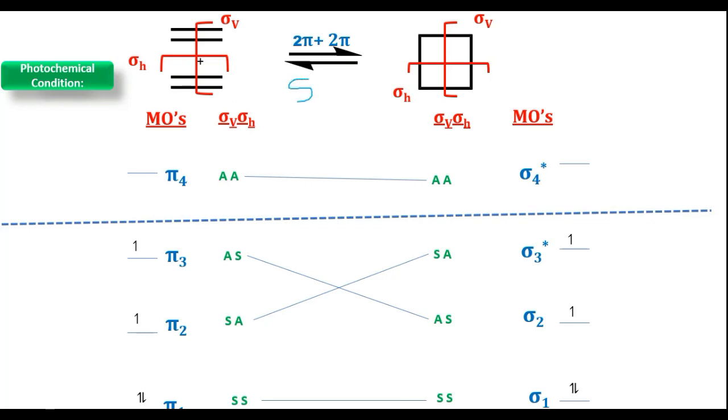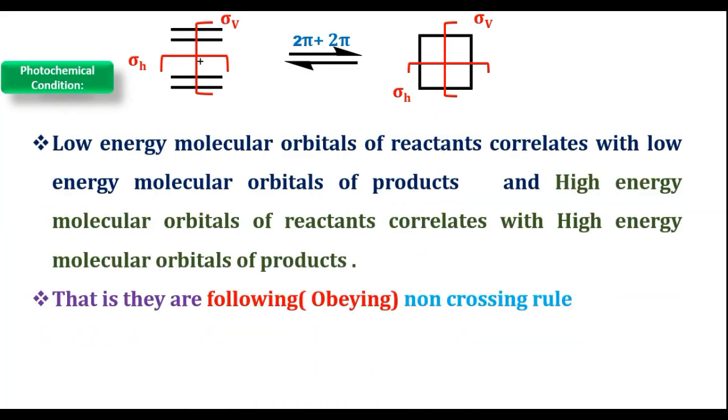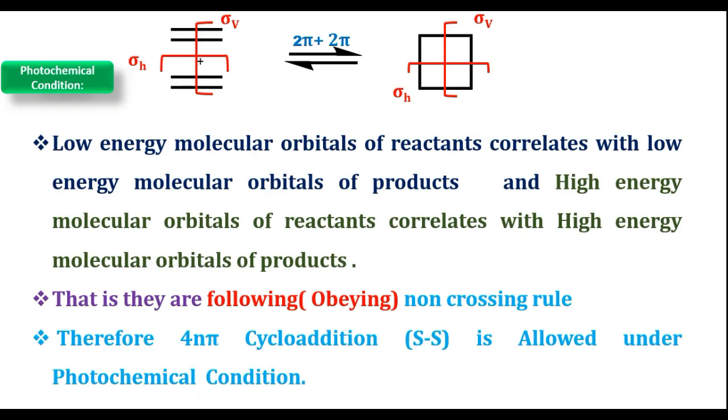Therefore this tells us that 2 pi cycloaddition, the dimerization of ethylene, always takes place under photochemical condition. So dimerization of ethylene is allowed under photochemical condition. What is dimerization of ethylene? This comes under 4n pi cycloaddition. 4n pi cycloaddition is allowed under photochemical condition. So friends, this is about the CMO theory of ethylene. Thank you.